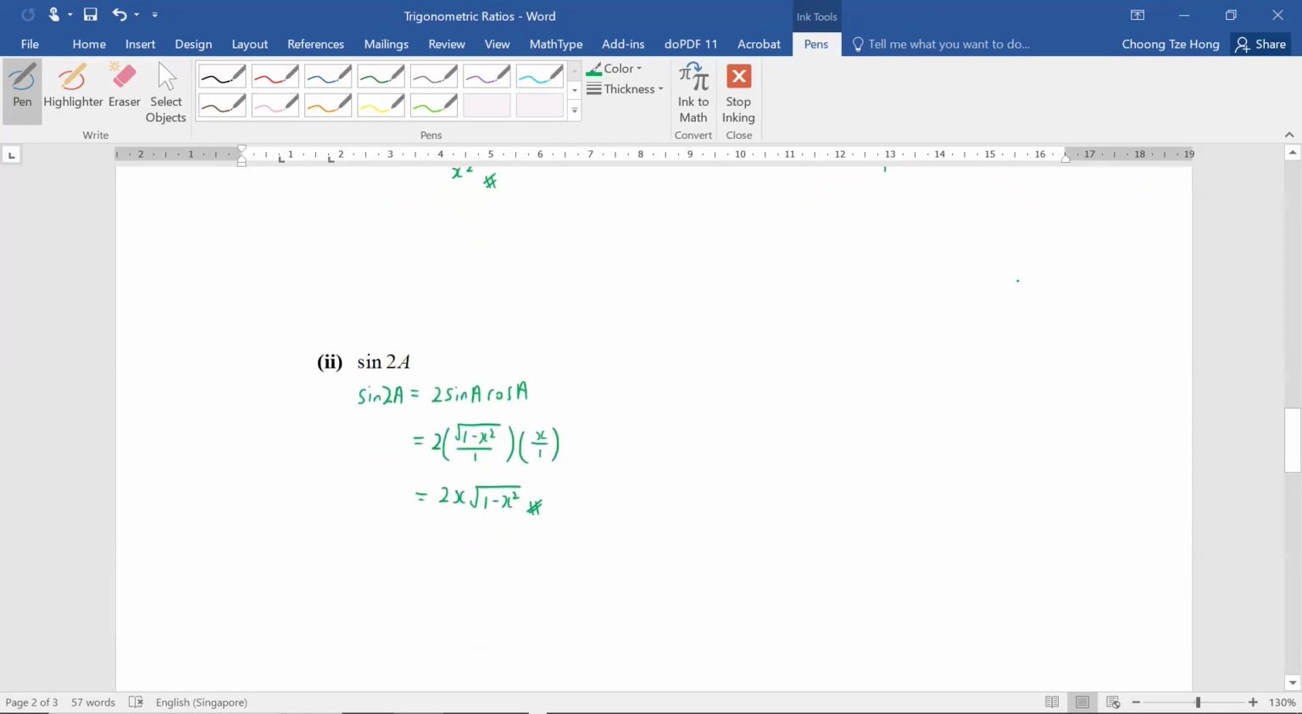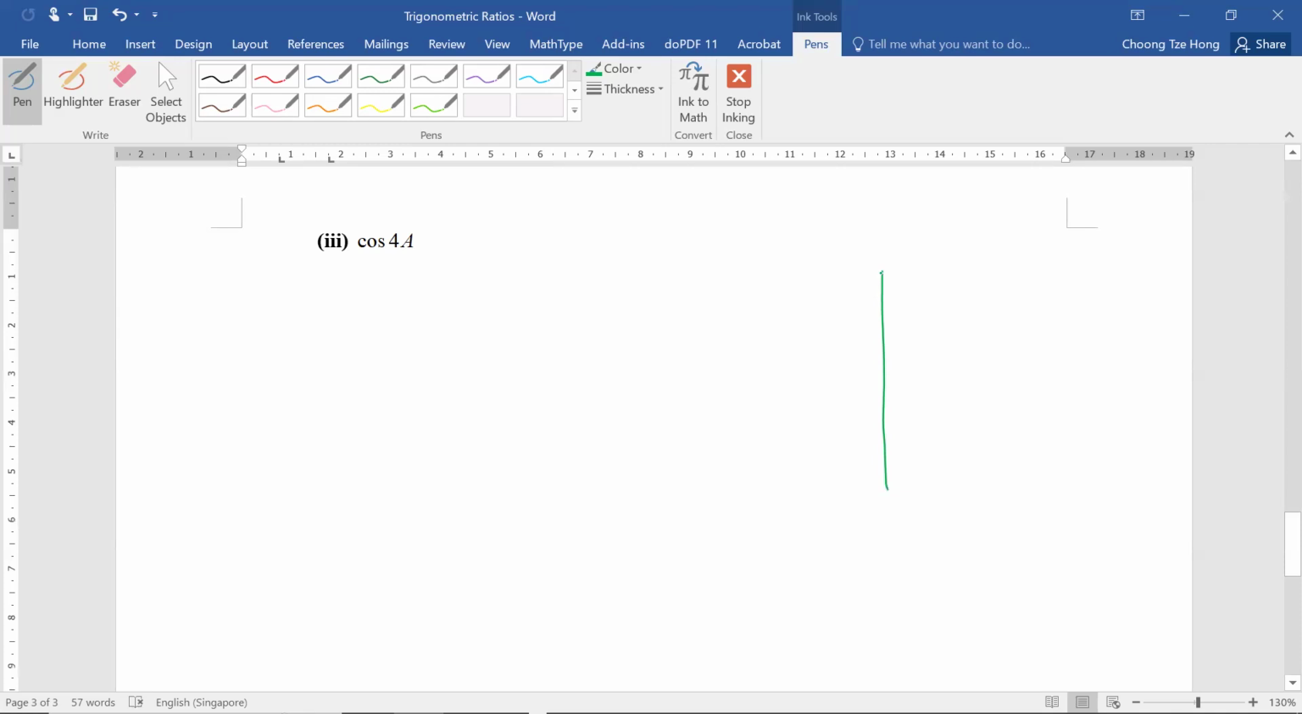Okay, let's do part 3. Part 3 we have cosine 4a. This is something we seldom see. Let me redraw the triangle over here because we need to use it. So this is a, with 1, x, and the square root of 1 minus x squared. Now we want cosine 4a.